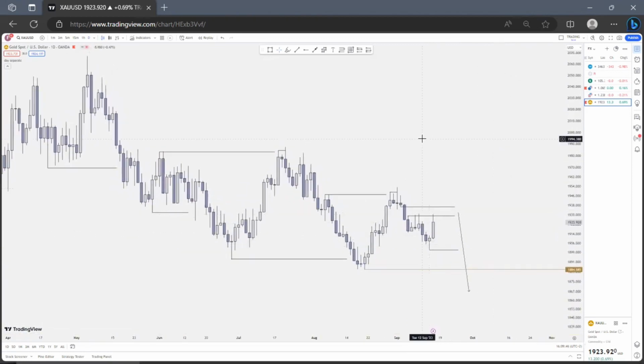So that's basically what I'm hoping for. If price does show a bit of respect in this area, then I'm going to be looking to take it a little bit further to the downside. So that's basically what I'm looking out for, guys, for this week.